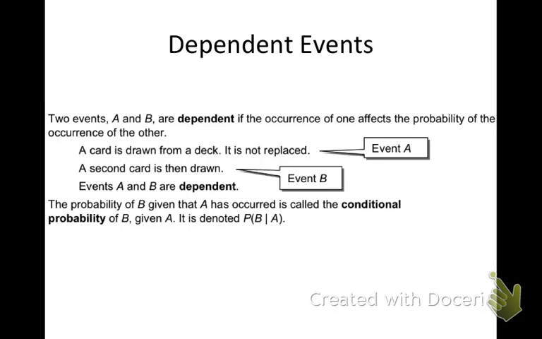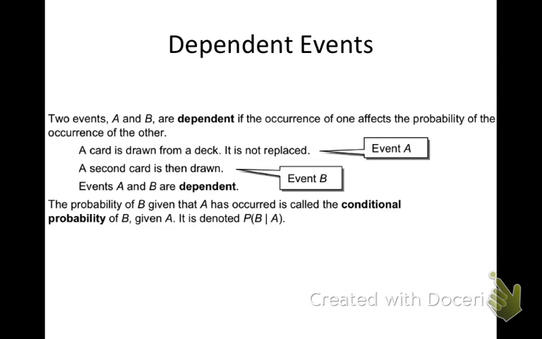Two events, A and B, are dependent if the occurrence of one affects the probability of the occurrence of the other. For example, a card is drawn from a deck and then it's not replaced. Now again, dependent events you've really got to think about. For instance, let's say I'm drawing a face card from a deck. What's the probability of me drawing that first face card? 12 out of 52, right?